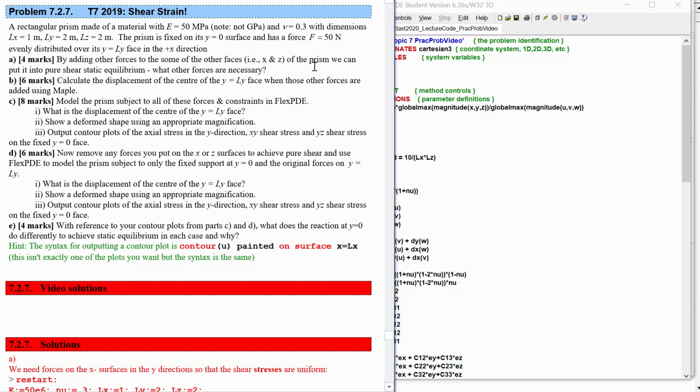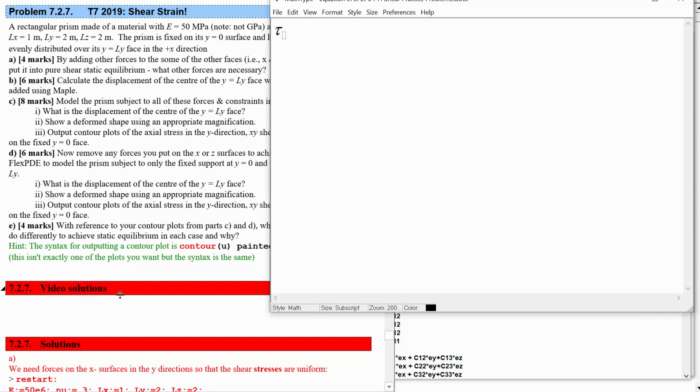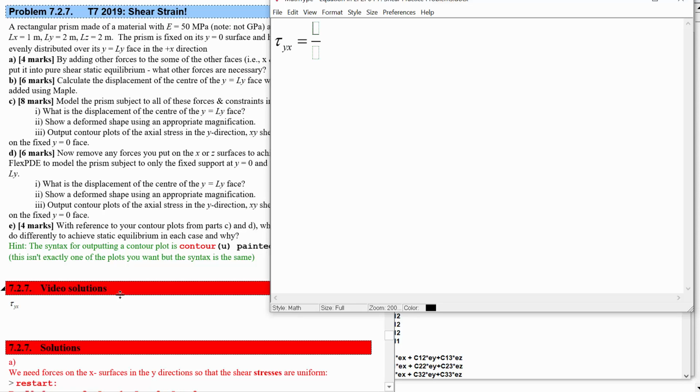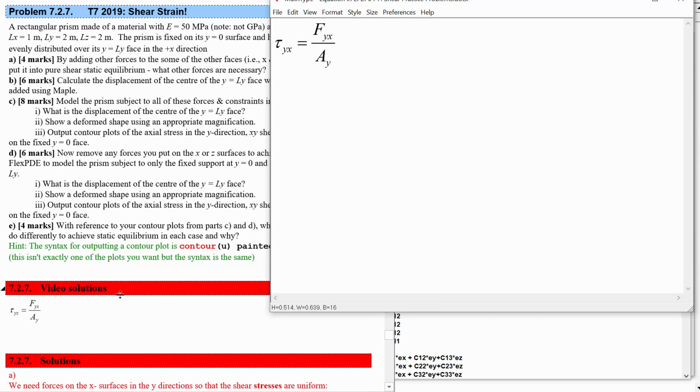Now we're asked, by adding other forces to some of the other faces, maybe the x and z faces, of the prism, we can put it into pure shear static equilibrium. What other forces are necessary? So, given that we have a force on the y equals Ly face in the x direction, that means we're going to have a stress on that face, which is tau y in the x direction, equal to the force on y in the x direction divided by the area of that y face.